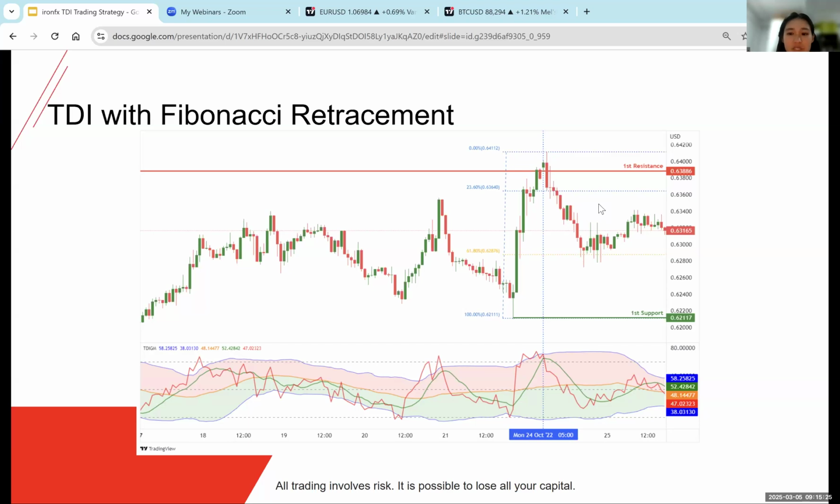So this is a combination of your support and resistance along with Fibonacci, which is something that we do regularly, and then just with the addition of your TDI as an additional confluence signal.